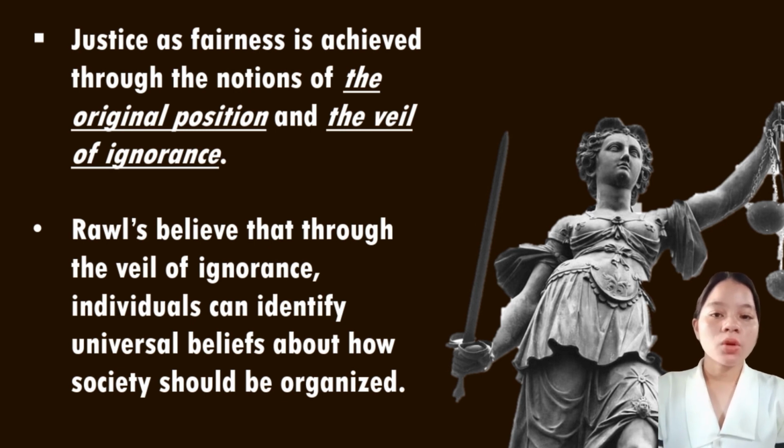So John Rawls suggests that a just society is one where the principles of justice are selected impartially and focus on promoting fairness and equality for everyone, with special consideration for the most disadvantaged. So justice is achieved when these principles ensure fair treatment and equal opportunity for all. Conversely, if the principles result in significant and unjustified inequality, the society is deemed unjust. John Rawls believes that through the veil of ignorance, individuals can identify universal beliefs about how society should be organized. So, in John Rawls' theory of justice, justice as fairness is seen to establish a balanced approach to distributive justice, ensuring that fundamental rights are protected while promoting equality and addressing social and economic disparities.